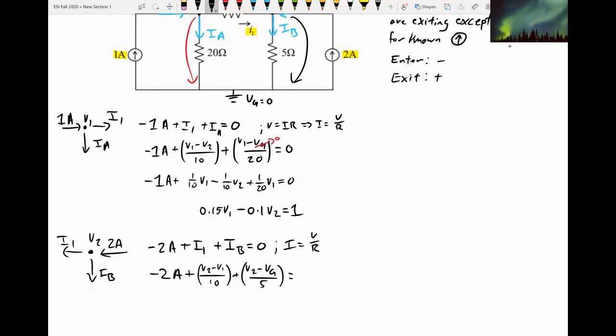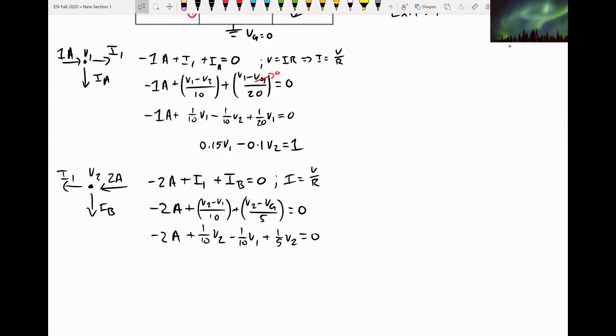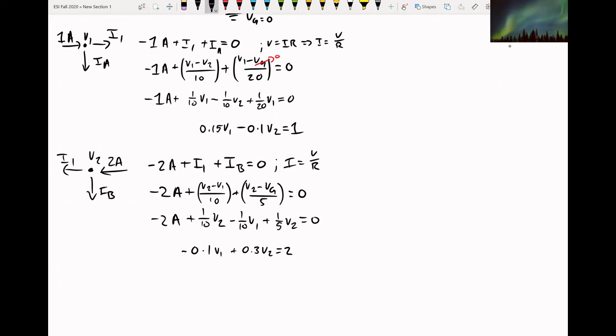That's equal to 0. If we combine like terms, plus 1/10 V2 minus 1/10 V of 1 plus 1/5 V of 2 is equal to 0. And if we simplify it down, we should get negative 0.1 V of 1 plus 0.3 V of 2 is equal to 2. All right, and we'll go ahead and solve, so we'll do plug and chug.